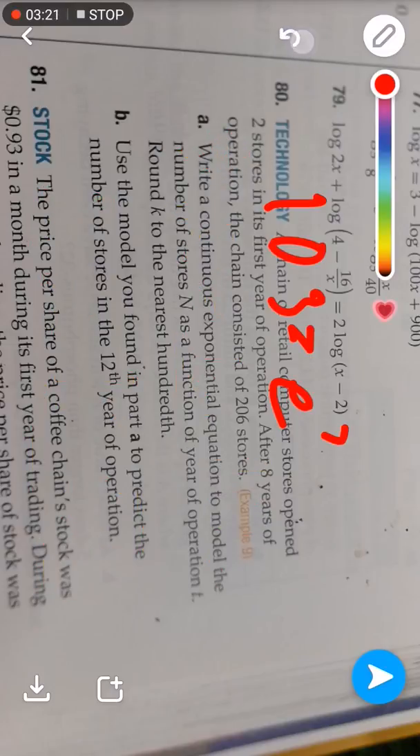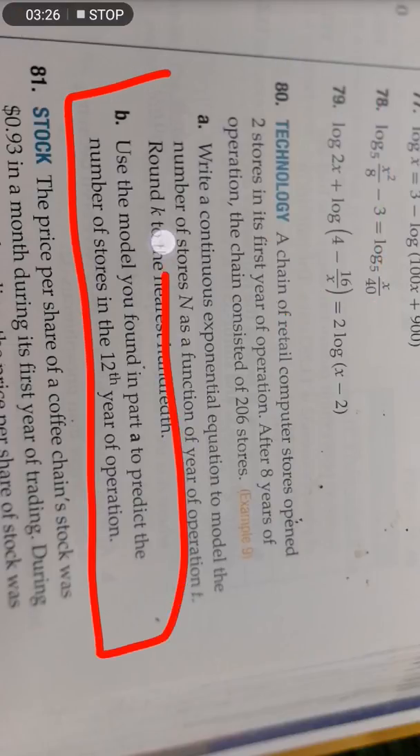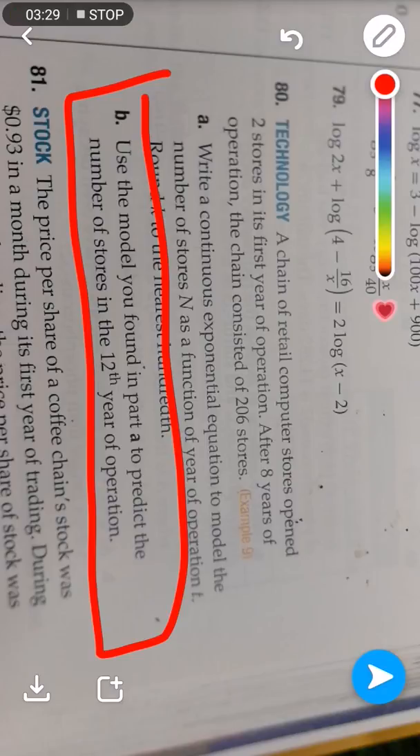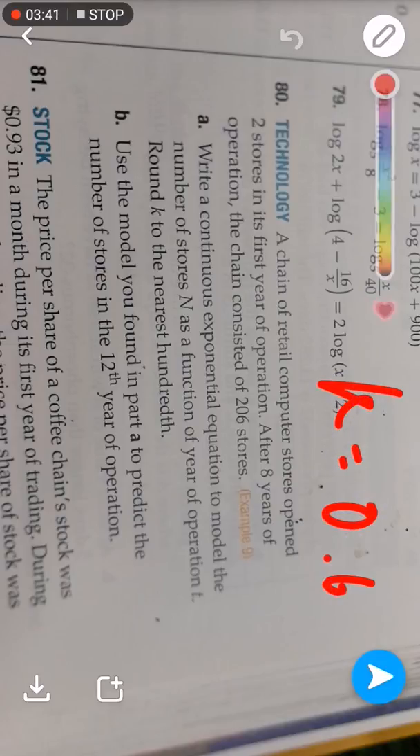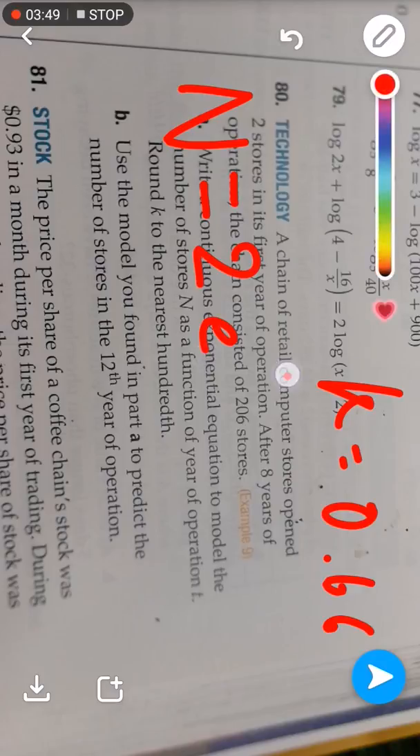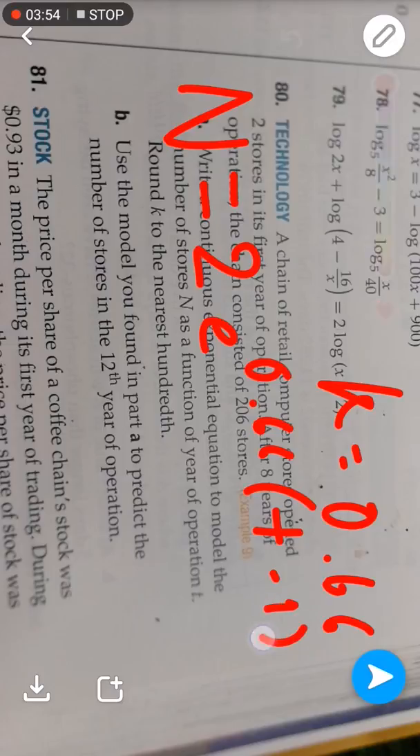Now we use this information to answer question B, which says use the model found in part A to predict the number of stores in the 12th year of operation. If you remember, the model will be the same continuous exponential model we used in part A, except this time we now know k, which is 0.66, right? So writing that equation again, we get n equals 2e to the power of 0.66 parentheses t minus 1, right?